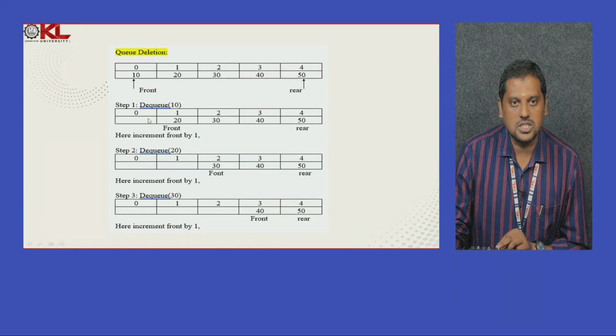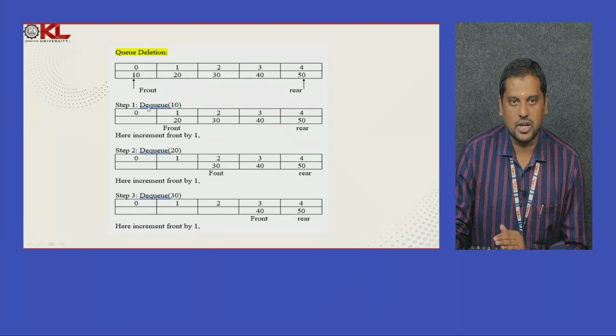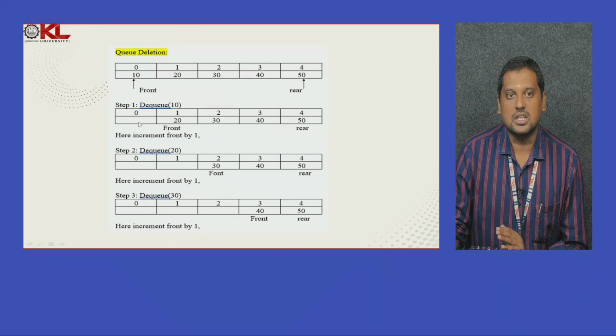So dequeue, in the sense, be very clear, dequeue should happen only in the front side. Okay, that is starting from 0th index. So if I need to dequeue a value, we have to increment the front value by 1. So from 0, front is incremented by 1, so front move to 1. So it means like the current 0th index value is being dequeued.